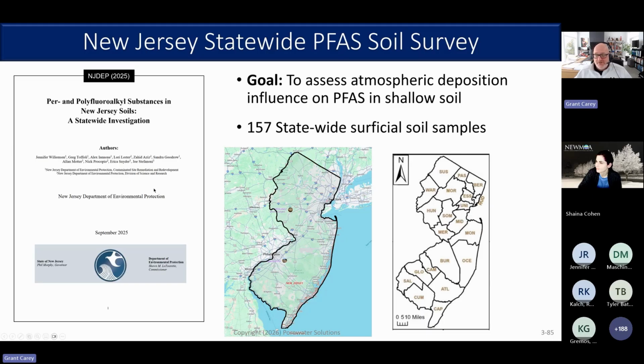There are 157 superficial soil samples taken across the state, divided into these different counties. I'm going to show you radial diagrams and stack bars that represent the location of the highest PFAS concentrations in each county.